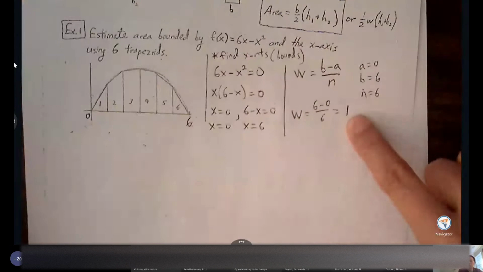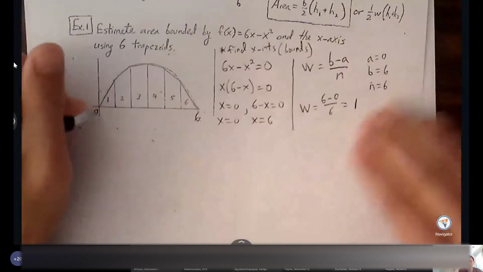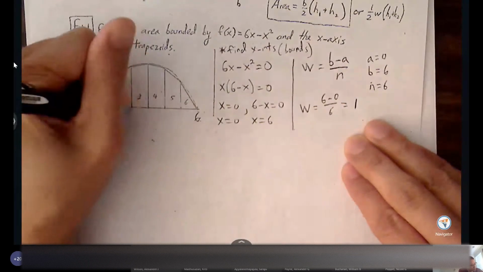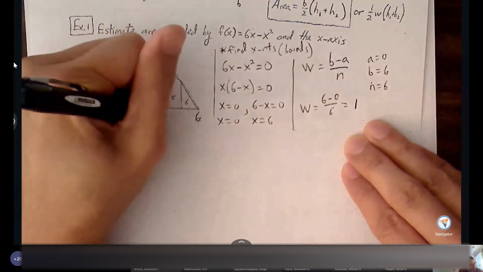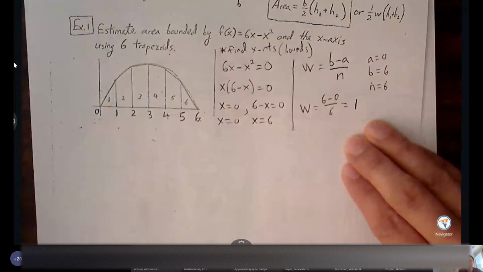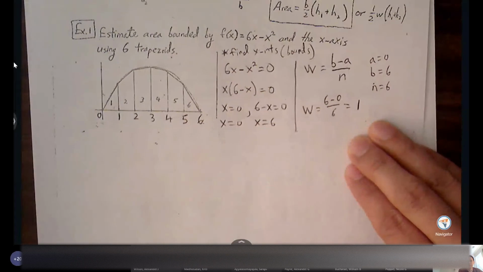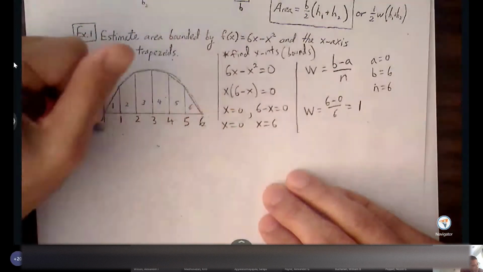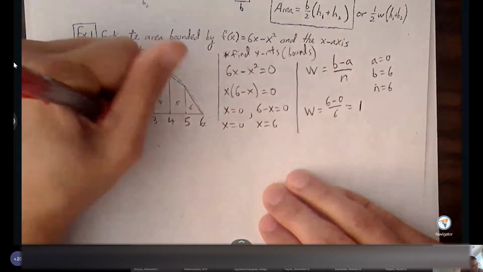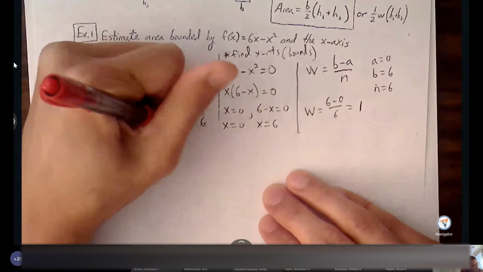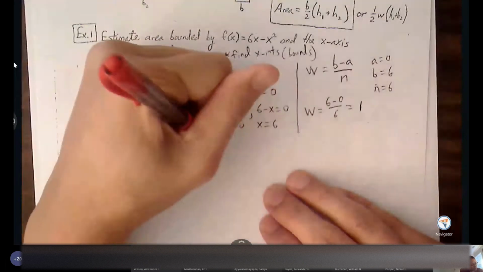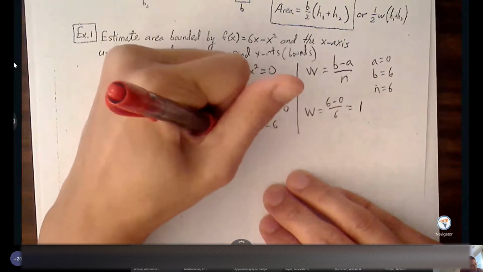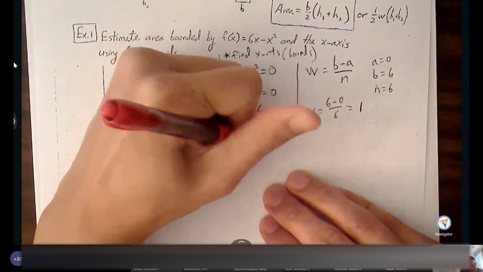Six over 6 is 1, so our width is just a whole number. Starting at the left endpoint, I'm going to keep adding and find the values of these intervals. From here, I'm going to start applying each of these regions. I'm going to create an area of trapezoid formula for each of these, and the area formula we're using is 1/2 width times height 1 plus height 2.